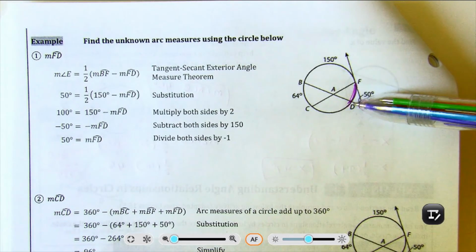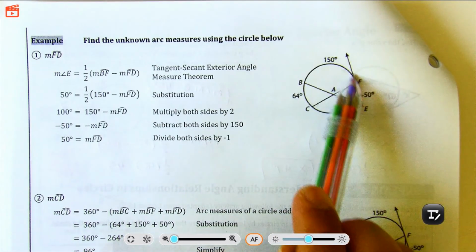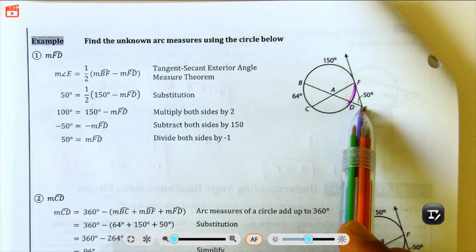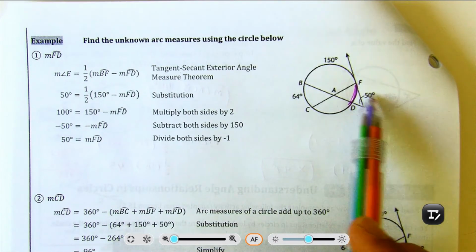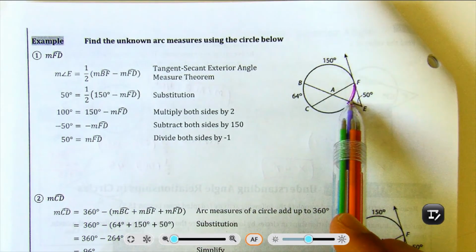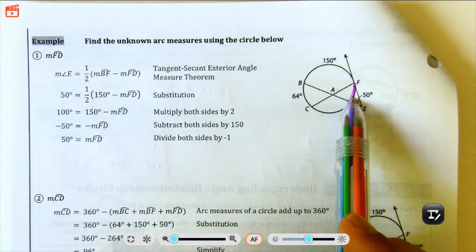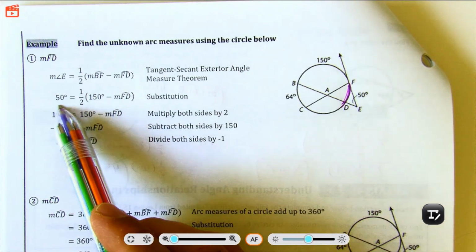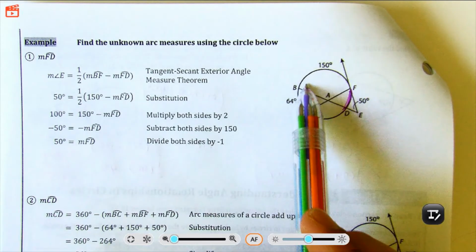If you look at this angle here, angle BEF, this is an outside angle, the vertex is on the outside, and we know that formula is the measurement of angle E is equal to 1/2 the major arc minus the minor arc. So 150 minus arc FD. And that's what they did here. So 50, angle E, is equal to 1/2 times 150, that's the major arc, minus the minor arc FD.